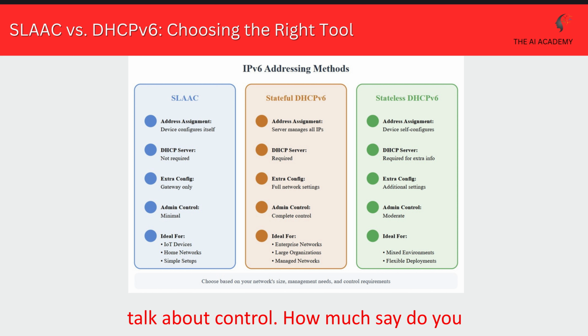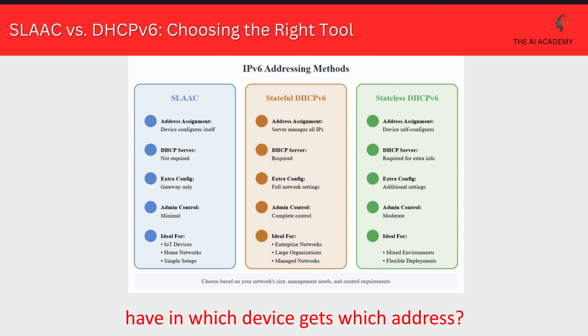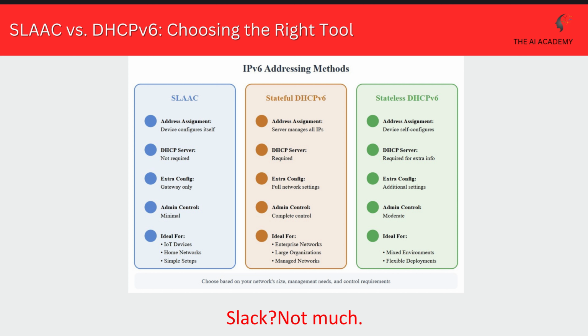Control over IP assignments. Now, let's talk about control. How much say do you have in which device gets which address? SLAAC? Not much. The devices do their own thing. Stateful DHCPv6. Full control. The server tracks and manages everything. And stateless DHCPv6? It's like SLAAC, low control. The server only helps out with extra details, not the addresses themselves.